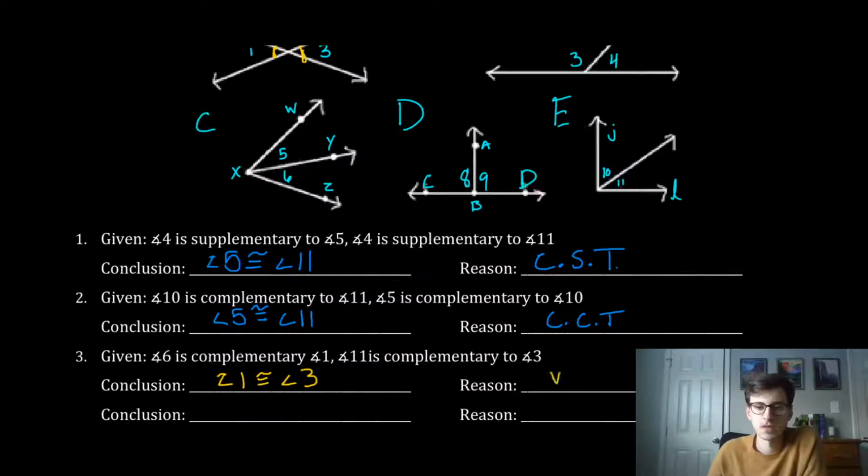The reason being the vertical angles theorem. And then my conclusion from that, since those two are congruent, 6 is complementary to 1, 11 is complementary to 3, which is kind of like 1. So we could say 1 is complementary to both 6 and 11. So angle 6 is congruent to angle 11 by the congruent complements theorem. Nice.